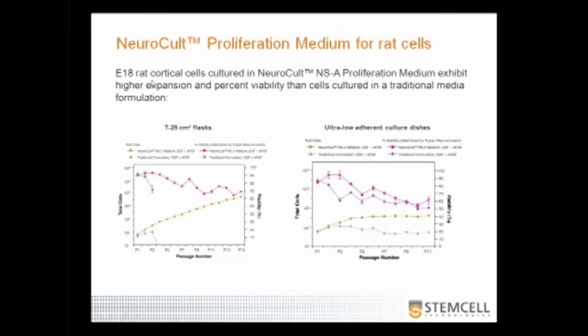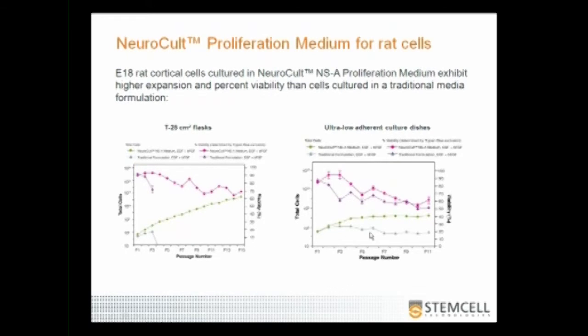We compared E14 rat cortical cells cultured in our media to a traditional media formulation, either in T25 flask or in ultra-low adherent culture dishes as recommended by the supplier. We found that the overall expansion of rat cortical cells was higher in our media, shown in green, compared to the traditional media formulation, shown in gray, in the T25 flask.